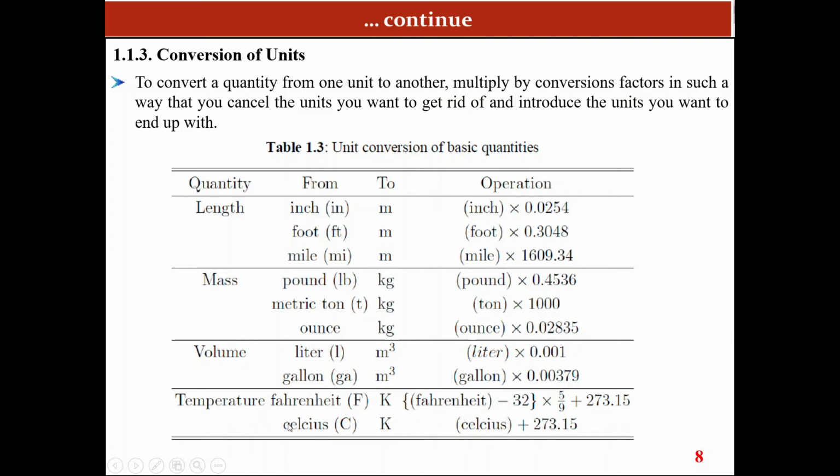The other one is if you want to convert from degree Celsius to Kelvin, the Celsius plus 273.15 is equal to degree Kelvin. So this is the way of converting Fahrenheit and degree Celsius into degree Kelvin. So if you have degree Celsius, just add 273.15, you'll get Kelvin. Okay.